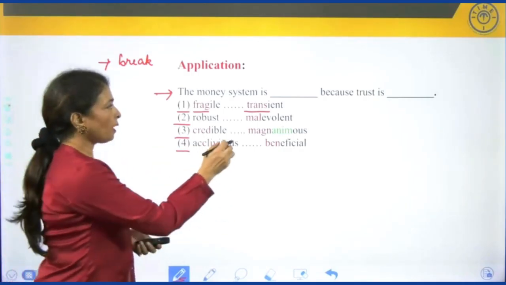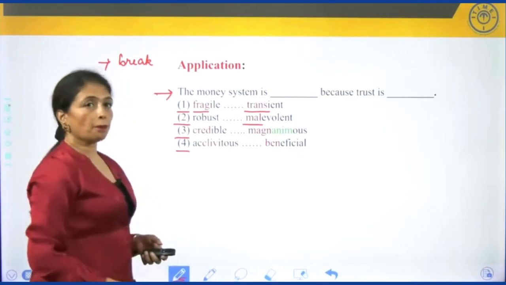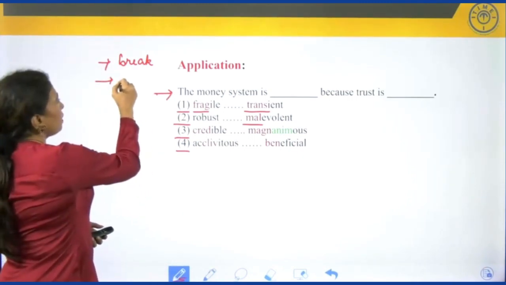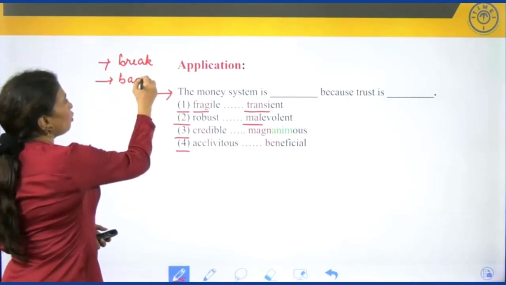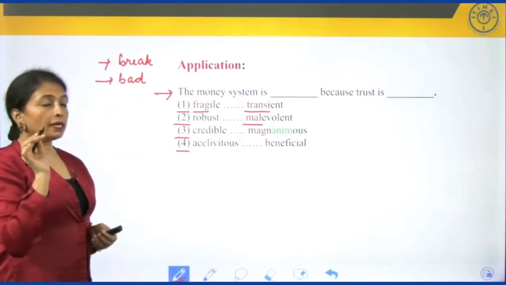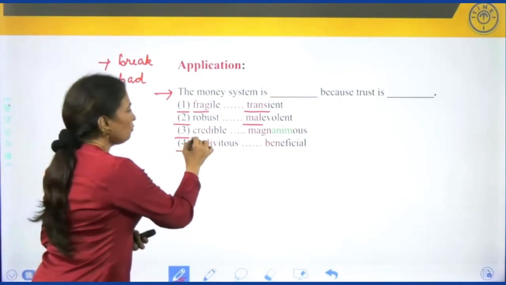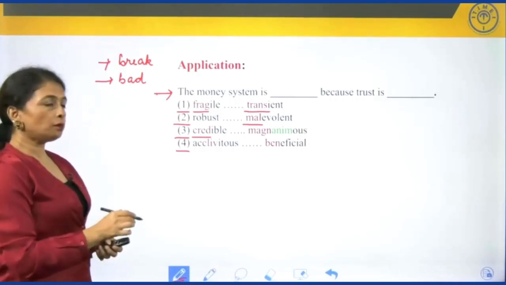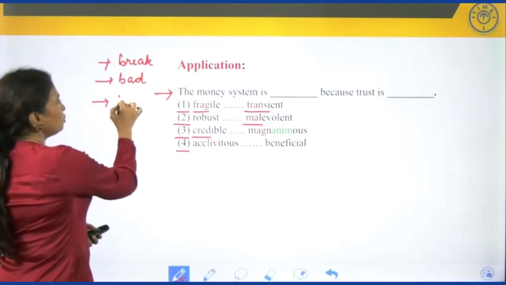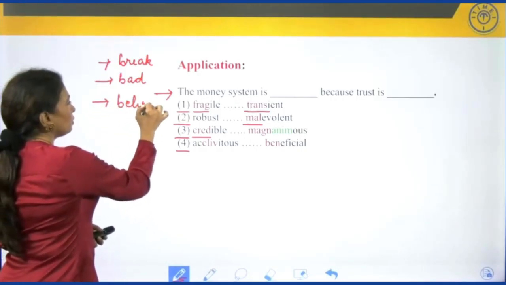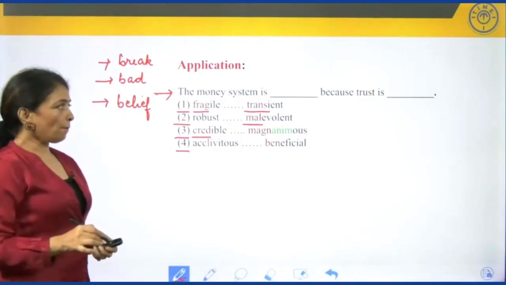Then we have malevolent, and the root word is mal. And what does mal mean? Mal means something which is bad or harmful, and it is a negative root word. We then have cred, incredible. Cred means to believe.